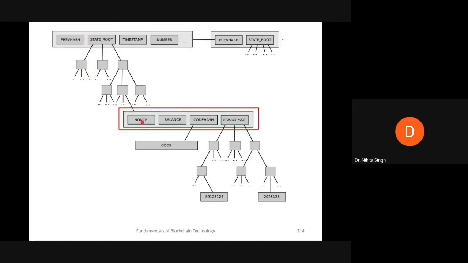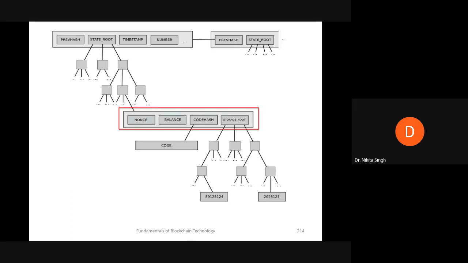So every block will have some fields. It will have the nonce, the previous hash, the timestamp, the counter. And along with it, it will have a state root, a storage root, and a transaction root. Previously on the Bitcoin blockchain, we only had the Merkle root hash because we were only storing transactions. But here in the Ethereum blockchain, we will have three root hashes: one for transactions, one for storage, and one for state.